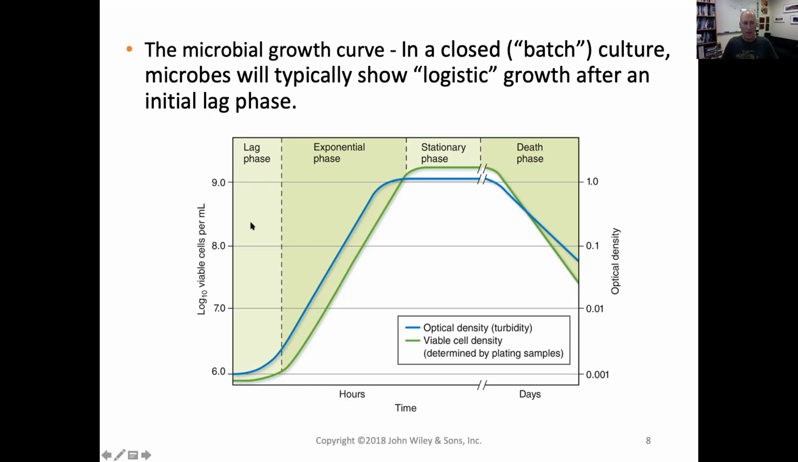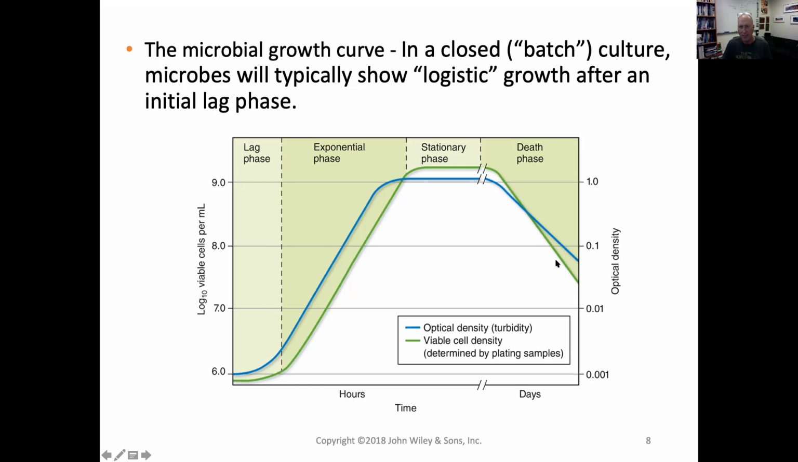So 4 phases: lag phase, log phase or exponential phase, stationary phase, and death phase, with transitions in between them, okay? All right, you may not always see death phase because you may not let your culture go long enough to see it. Lag phase is not always going to be the same, okay? Exponential phase, the rate of growth may depend on environmental conditions. Okay, we're going to talk about that in the class.